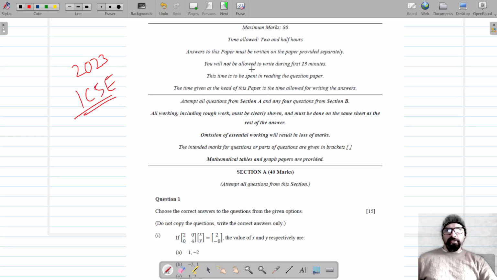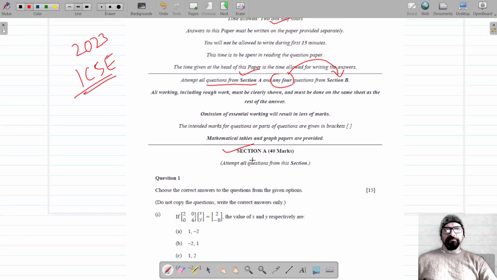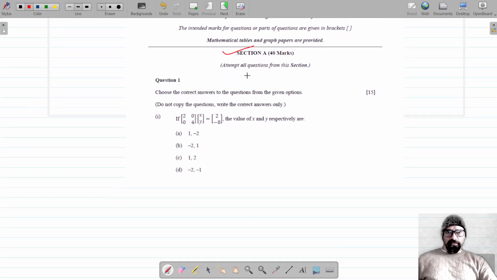And so these are the instructions. Time allowed is 2.5 hours. Maximum marks is 80. And we have to attempt all questions from section A and any four from B. So let's start with section A, which is of 40 marks. So this is the MCQ. First one, we have to choose the correct answers to the questions from the given options.